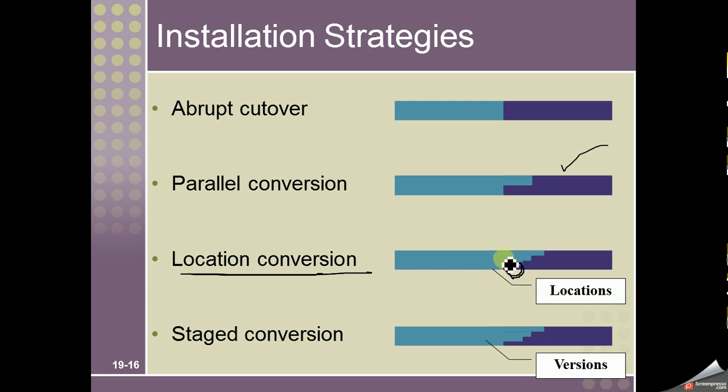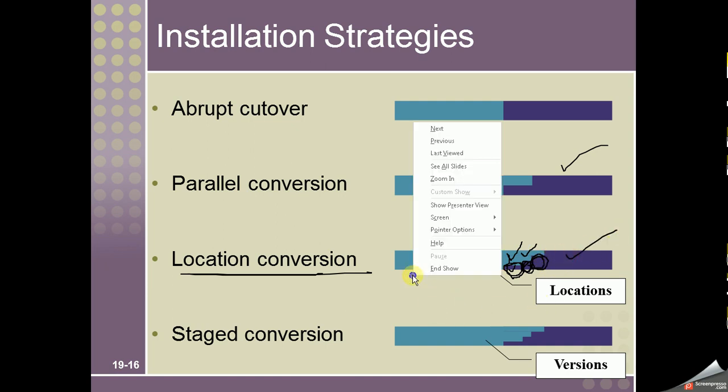Here this light and the dark color represent the locations. So in one location we are using the new system, and in all the other locations we are using the old system. After some time we take another location and now we are using the new system in two locations and the old system in the other locations. After some time we take another location and we change it to the new system, till all the locations have moved to the new system.